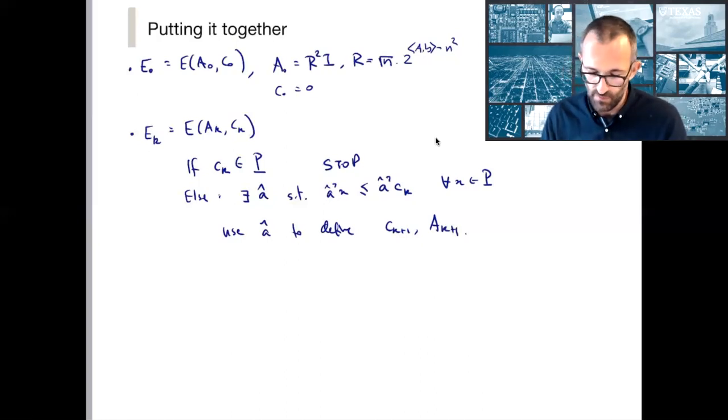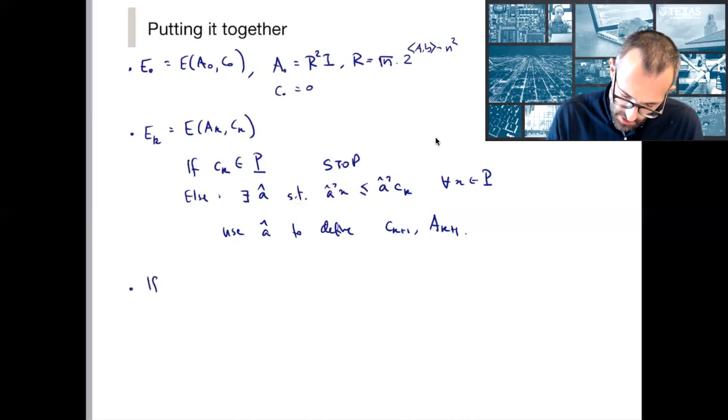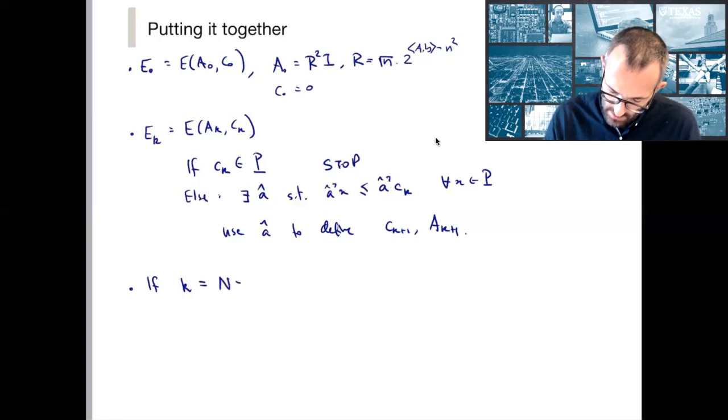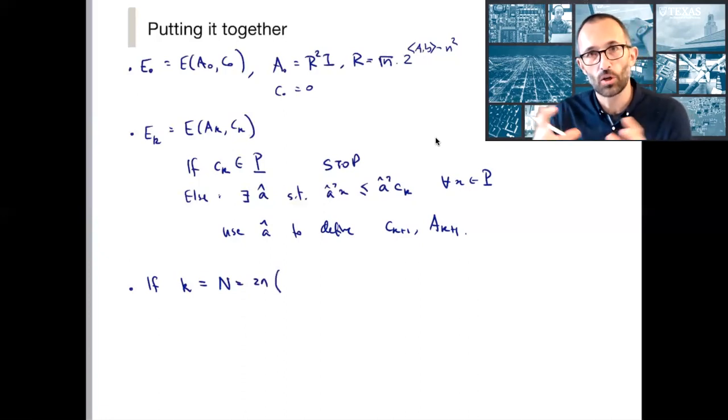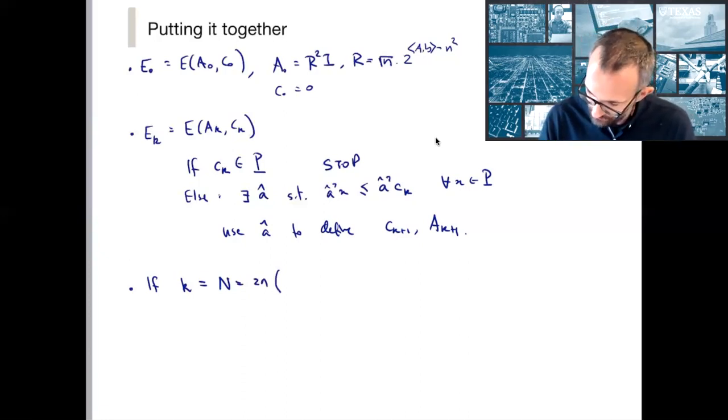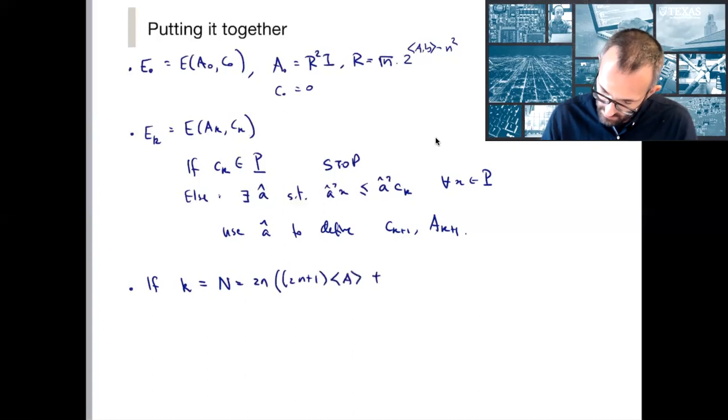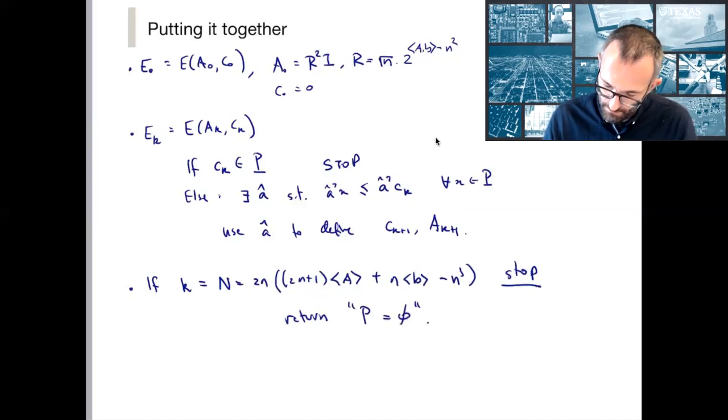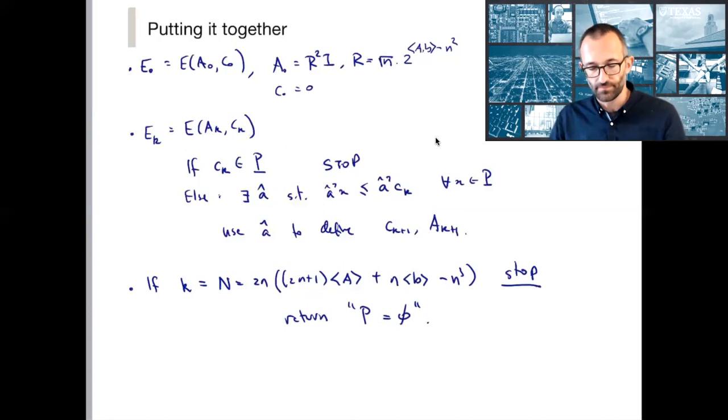And then we use this a hat to define the new center and the new positive definite matrix as the explicit formulas define. And once we get up to k, if we haven't stopped, if k is equal to some number, which is just a calculation based on our bound on how much the volume shrinks, 2n times (2n plus 1) times the description length of A plus n times the description length of B minus n cubed, we stop and we return that P is empty. So this is the summary of the ellipsoid algorithm.